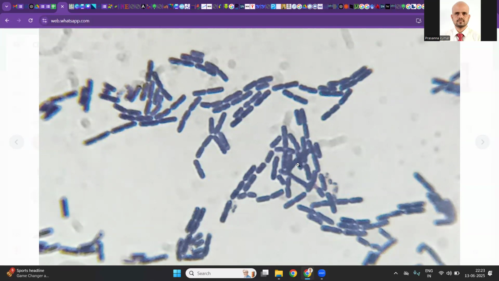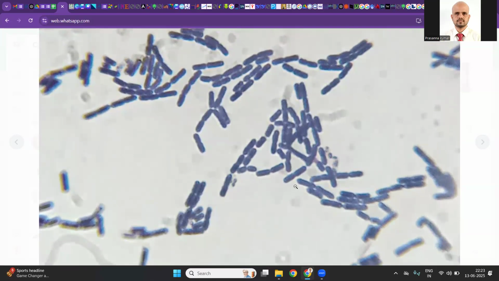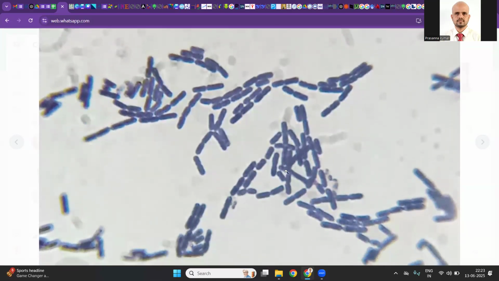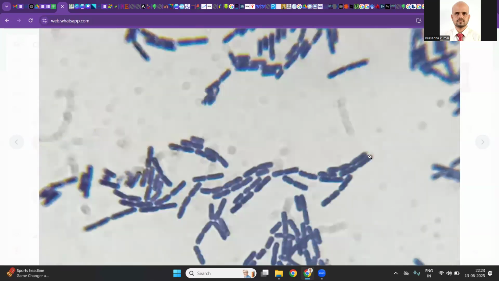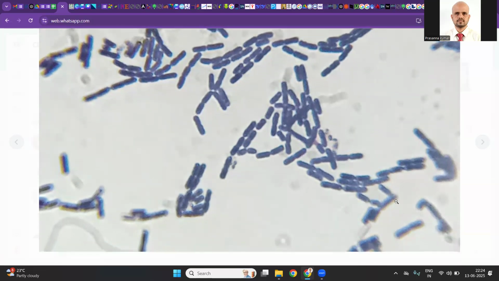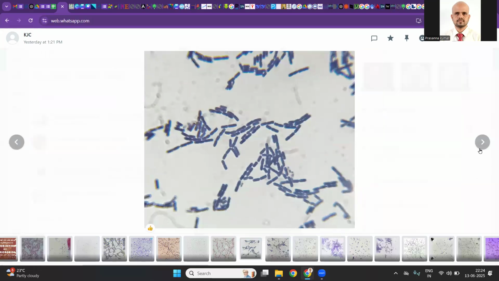It's perfect. So the cells are neither too crowded nor too sparse, allowing observation of the morphology and arrangement without overlapping artifacts. Maybe a little overlapping here, but see in other areas, meaning the smear has been prepared very precisely. And the field is clean with minimal background noise. That's what makes this very visually appealing. And the rods appear distinct and separate, helpful for identifying the shape. That's why we need individual cells clearly visible, because we need to identify the shape and size.